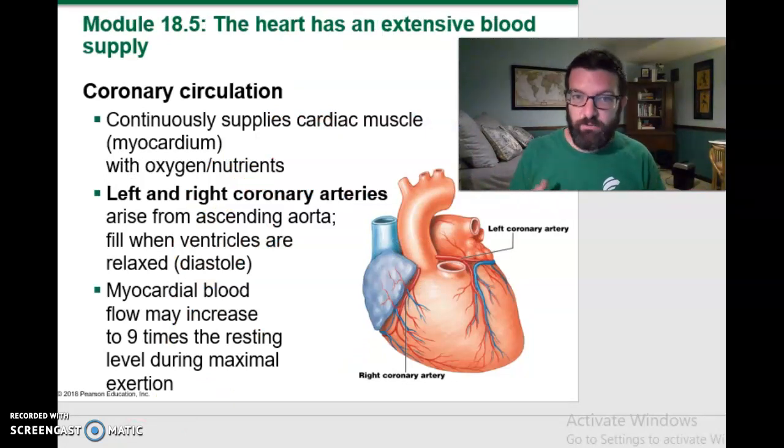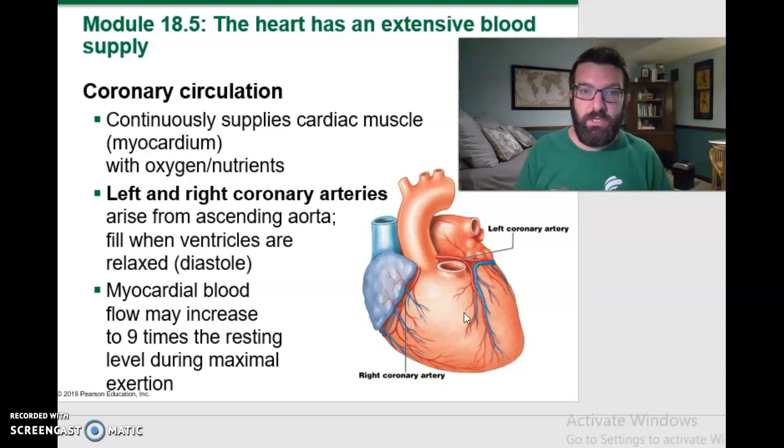And so it, like the rest of your body, requires oxygen and glucose to make ATP and continue functioning. And so you have to deliver blood to your heart. So you have special vessels that really are the first to leave your aorta. So as they leave the heart into the aorta, they send some blood right back to the heart. And these are called your coronary arteries.